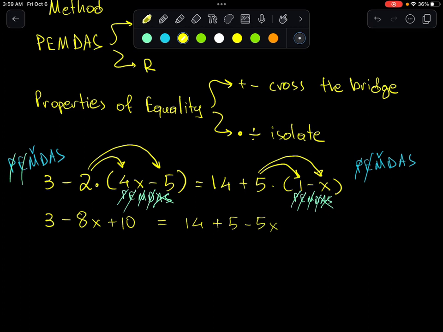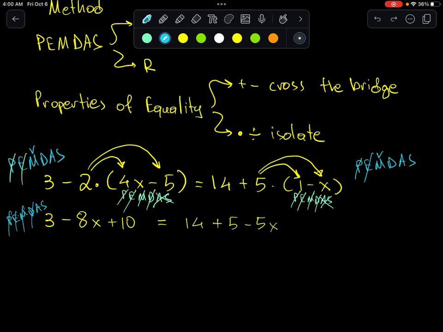Okay, so let's go to the next line now. New line, new PEMDAS. Do I have parentheses in the new line on the left? No. Do I have exponents on the left? No. Multiplications? Yes, I have a multiplication here, but I don't know x, so I can't do it. Therefore I cross it. Division? No division. Do I have addition, subtraction?